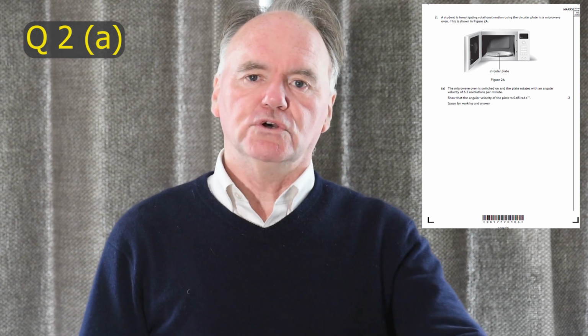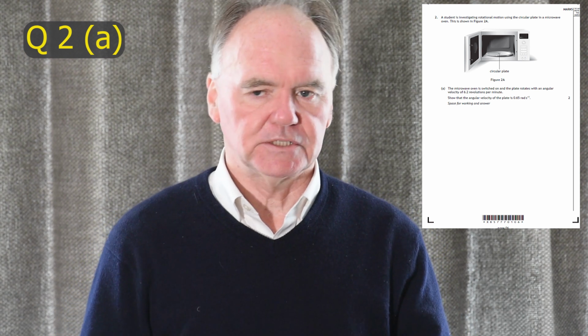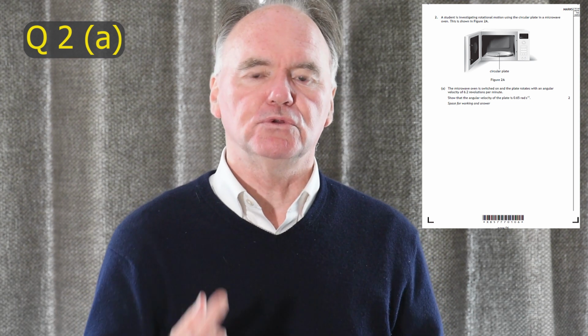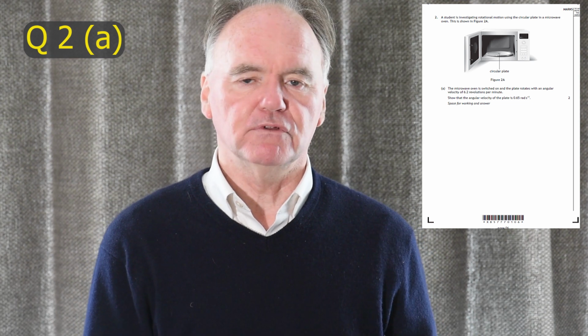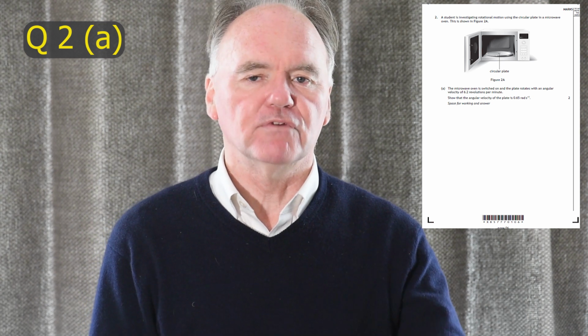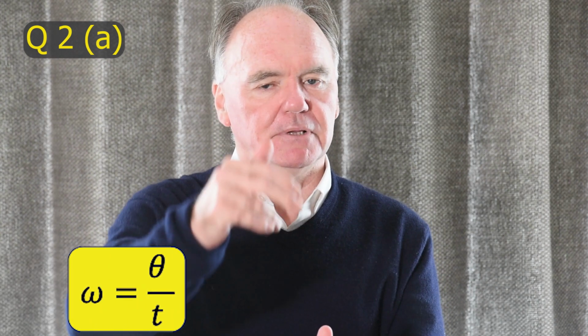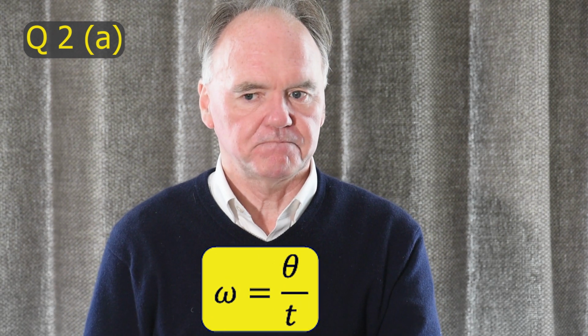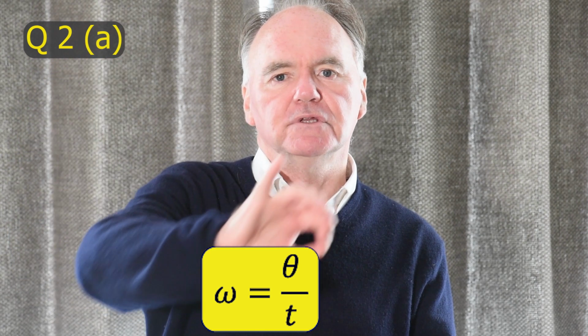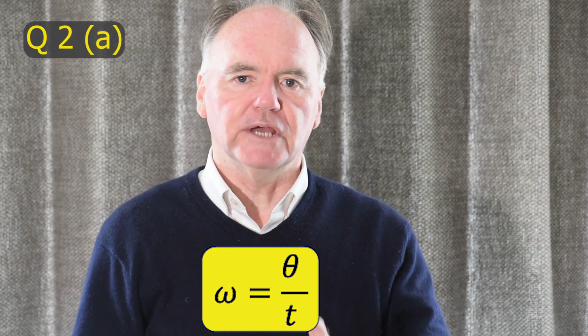Question 2 is a question on rotational mechanics. We have a microwave plate making 6.2 turns or 6.2 revolutions in 60 seconds. Now recall, angular velocity is angular displacement in radians divided by the time it took that angular displacement to take place in seconds. You should also know that when the plate makes one complete revolution, that corresponds to an angular displacement of 2 pi radians.